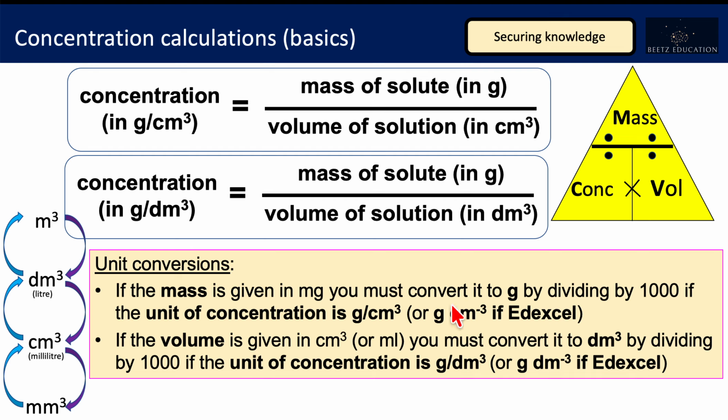Please note, if you are an Edexcel student, you'll see grams per centimetre cubed expressed in this format and grams per decimetre cubed expressed in this format. They mean exactly the same. Grams multiplied by centimetres to the -3 is the same as grams divided by centimetres cubed.